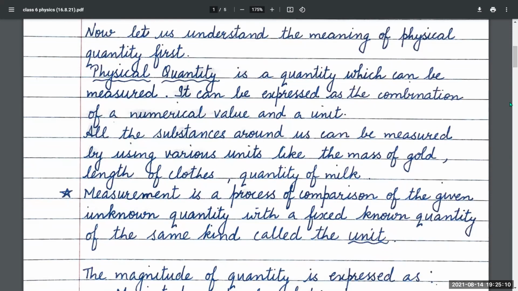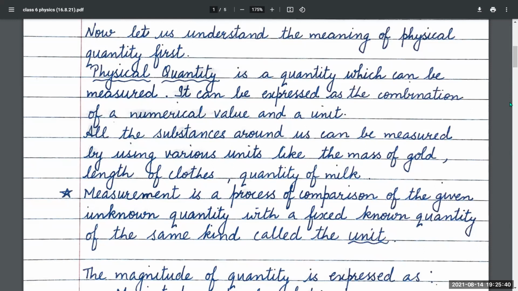Let's first understand the meaning of physical quantity. Physical quantity is a quantity which can be measured. It can be expressed as the combination of a numerical value and a unit. All the substances around us can be measured by using various units.